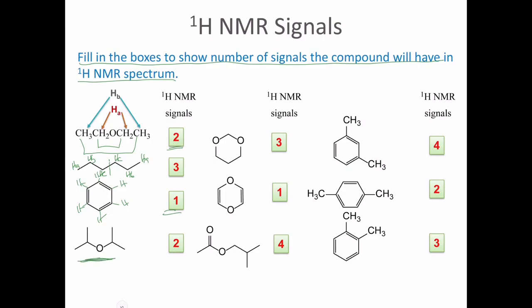The ether here is also symmetrical, but because the connections are different, if this is HA, it is going to be similar to that HA, and this is HB, it's going to be different. But whatever is on the right is going to be similar to whatever is on the left. So we end up with only two signals, the HAs and the HBs. Okay?